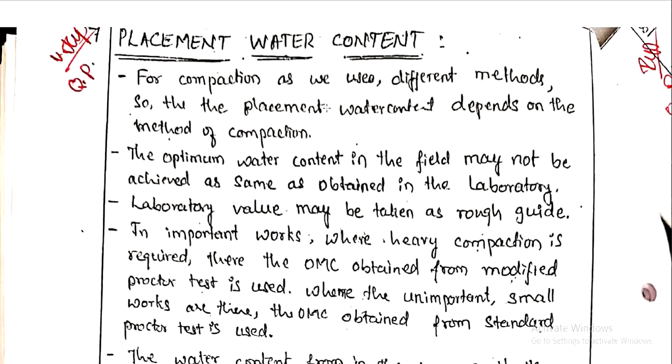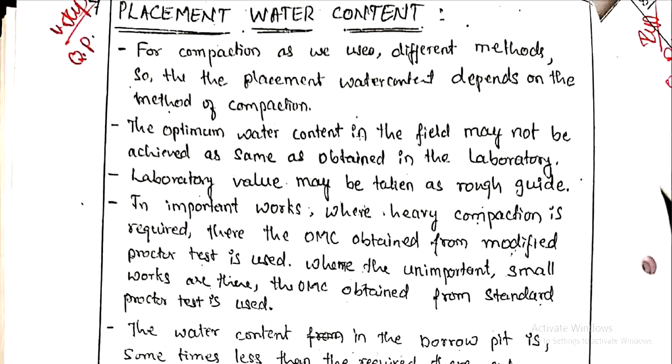For that purpose we conducted the standard Proctor test and the modified Proctor test, from which we calculated the optimum moisture content and maximum dry density. If we maintain the optimum moisture content in the field and start compacting, we can achieve the maximum dry density. Apart from that, how to achieve the maximum dry density, and how to check that the water content is equal or nearby the optimum moisture content, are the things which govern field compaction control. Before studying field compaction control, let us study placement water content.